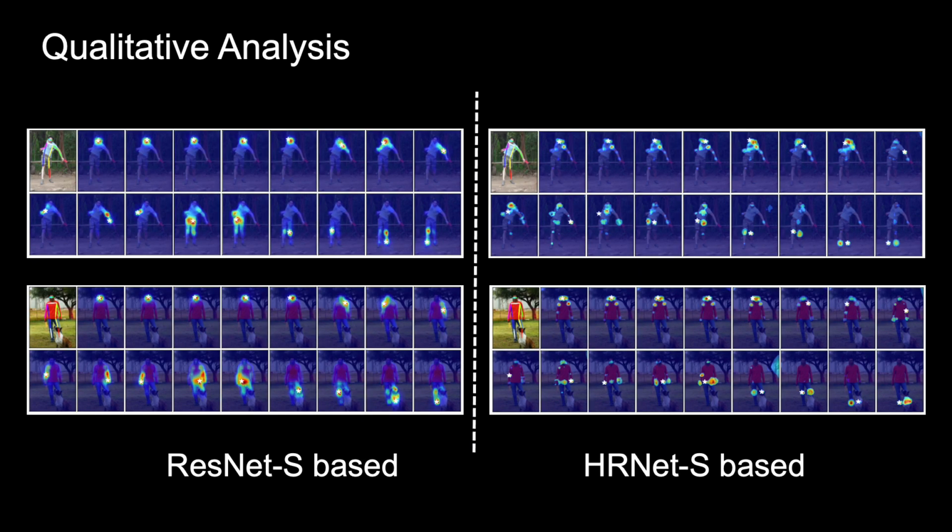In the qualitative analysis, we choose the variables of scenes, keypoint types, images, and layers to study how these variables affect the behaviors of the model. The ResNet-based model prefers to attend to local image clues around the target joint. In contrast, the HRNet-based model can exploit multiple longer-range clues to predict the keypoints.